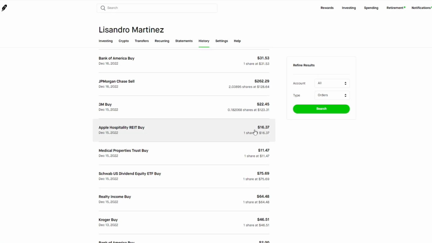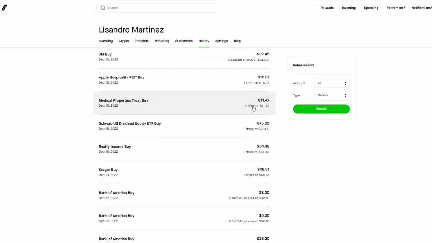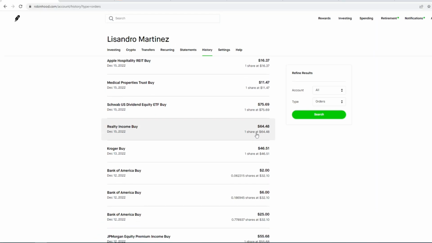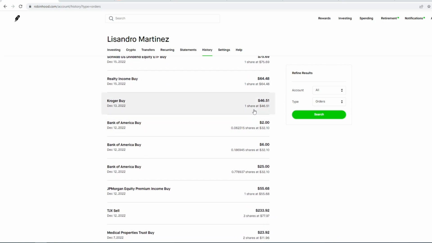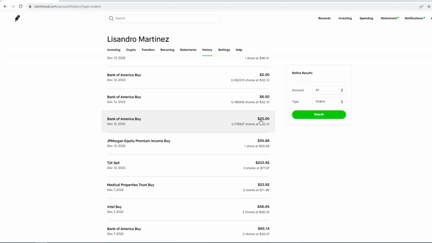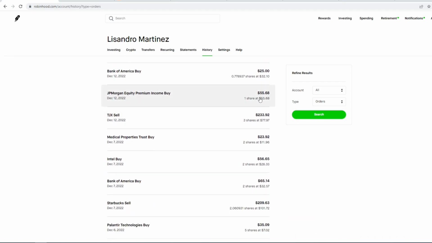I bought one share of Apple Hospitality REIT, one share of Medical Trust again, another share of Charles Schwab's, another share of Realty Income, one share of Kroger, another $2 in Bank of America, another $6 in Bank of America. Now these buys are because I'm trying to average down to a complete share, and that's why I'm buying this amount. So another $25. I bought another share of JPI.